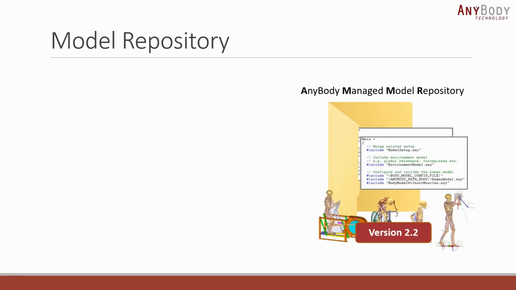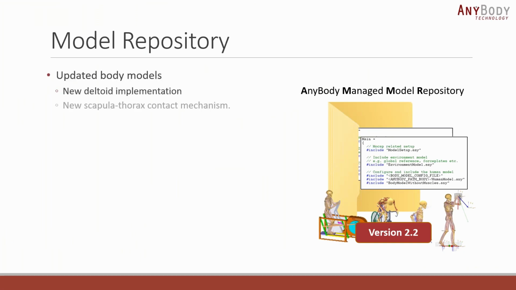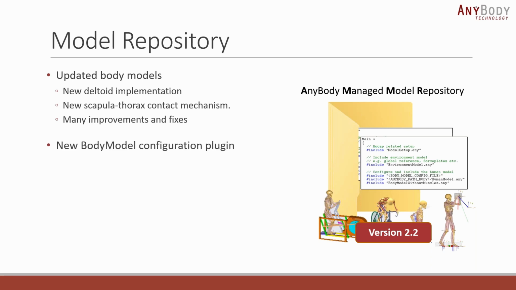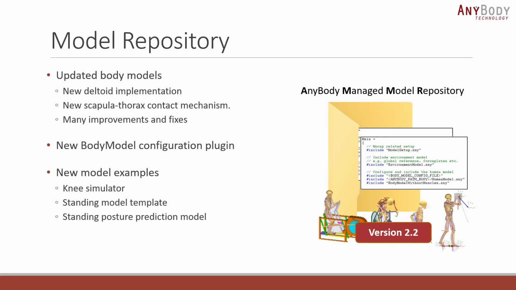The next thing I think we'll talk about is the model repository. It comes with a new set of updated models, a new deltoid implementation, a new scapula-thorax contact mechanism, and many other improvements and fixes. It also comes with the new BodyModel Configurator plugin, and we'll get back to that in a little while. And then it comes with a number of new model examples. There's, for example, a new simulator, a new standing model template, and a new standing posture prediction model. And Christine will talk about those new models in a few minutes.